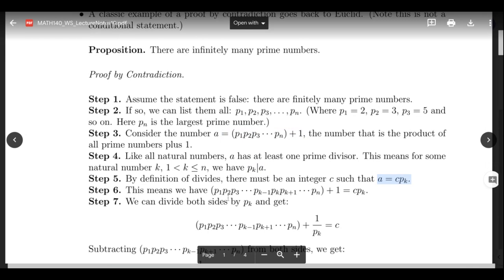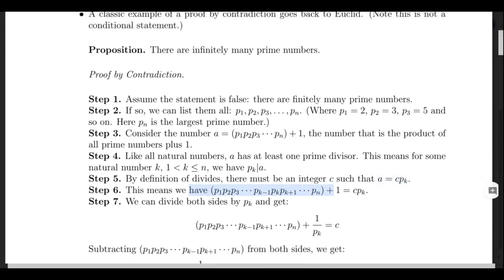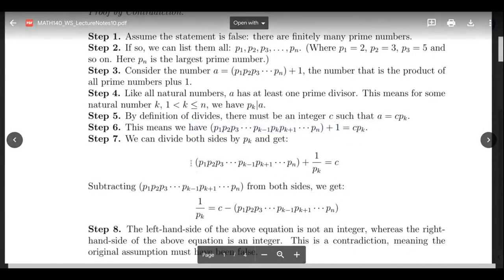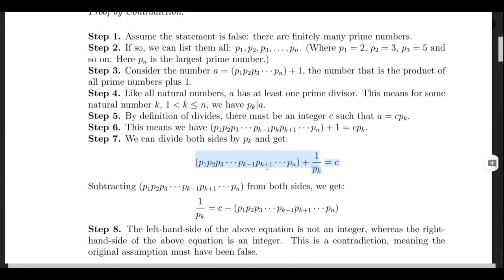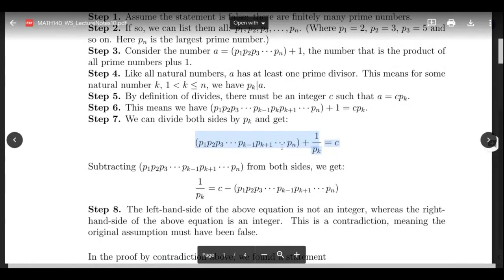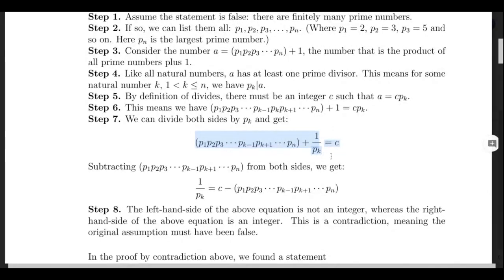So A can be written in two ways: as the product of all those prime numbers plus 1, and also as C times pk. So we equate those two. Then we divide by pk on both sides. So we get the product of primes except pk, plus 1 divided by pk, equals C. Basically, the equation was divided by pk on both sides. Then we subtract the product of those prime numbers from both sides.